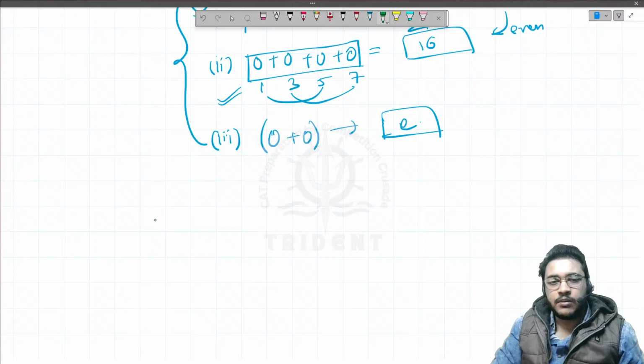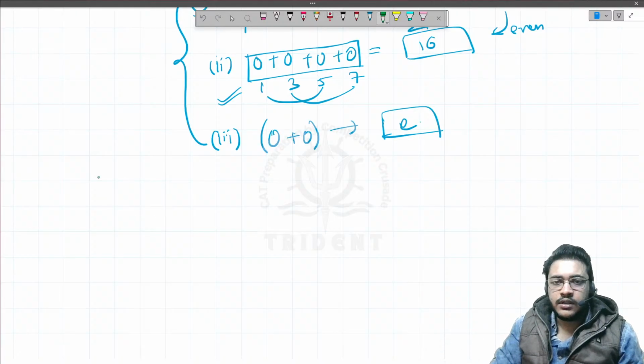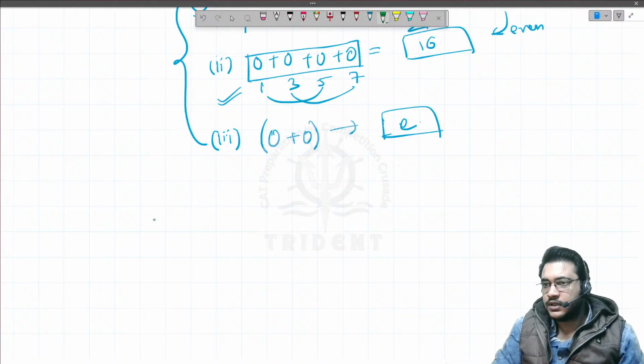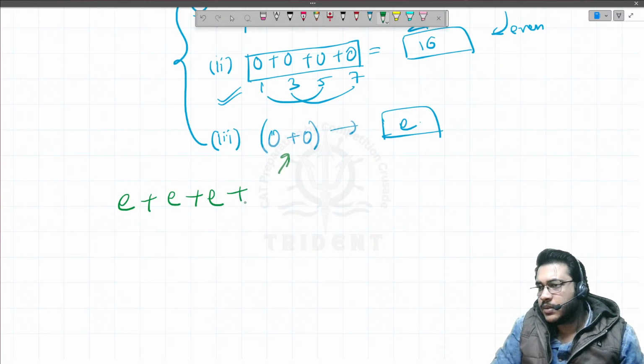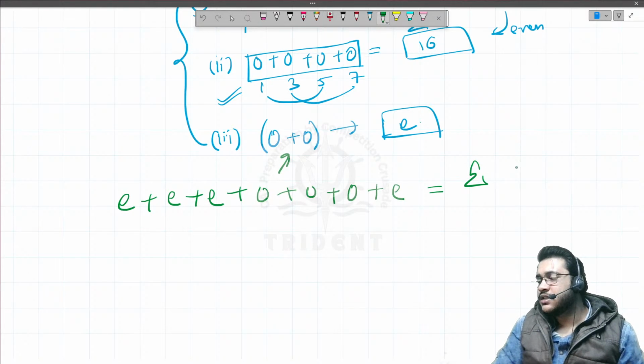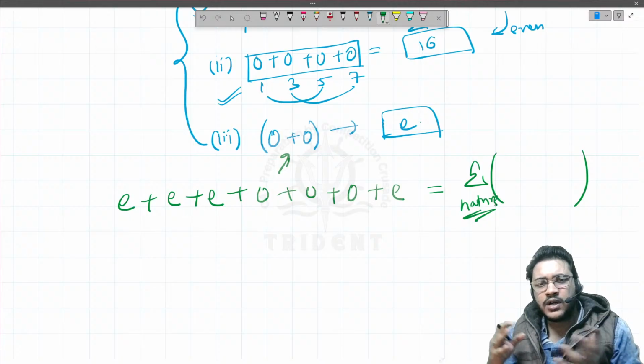As long as I have numbers that I am adding, we can always predict the nature of the summation at the end of the entire string based on the number of odds present. So suppose I have even plus even plus even plus odd plus odd plus odd plus, let's say, even, and I just need to know the nature of the summation. That means, is it an even number or an odd number?